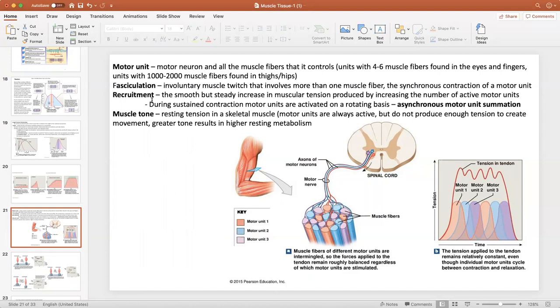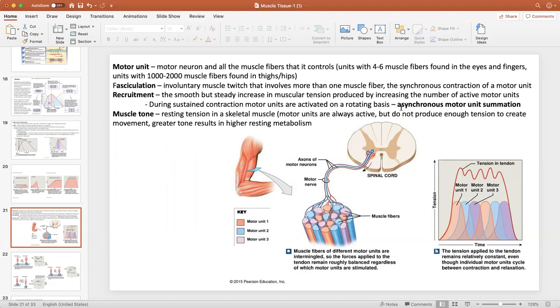Recruitment, this is where we have a smooth, steady increase in the number of motor units that are active. So we slowly increase the nerves stimulating all of the muscle fibers, to recruit all of the muscle to work. Okay? And when we have a sustained contraction, say we're trying to hold a box and not drop it, we have sustained contraction of all those motor units. Our body isn't going to utilize all of the motor units all at once so that they all fatigue at one point. It utilizes an asynchronous motor unit summation.